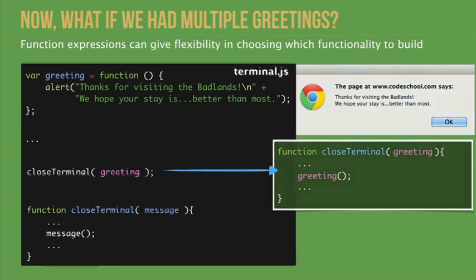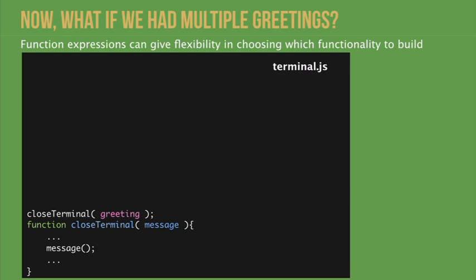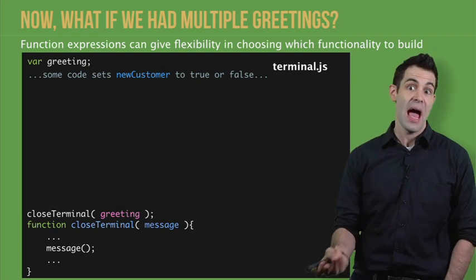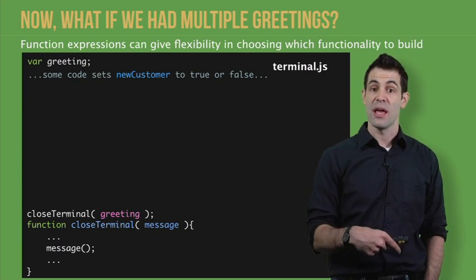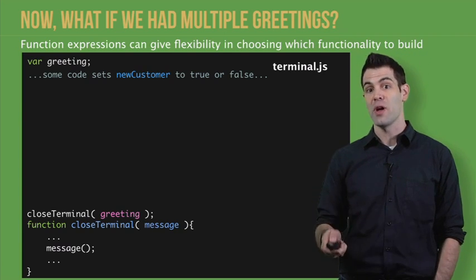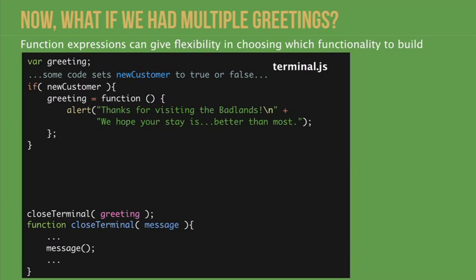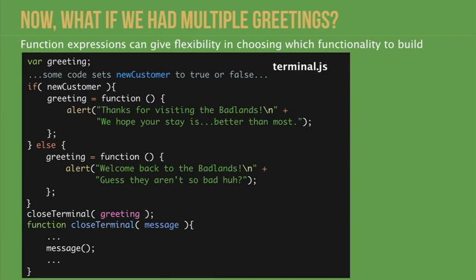So let's go ahead and scoot our stuff down, right? And now we are going to try to build multiple greetings. So we'll establish our greeting variable, but we're not going to assign a function expression to it quite yet because we need to decide whether we have a new customer or an old customer. So we've got some code that'll be there in our terminal.js file that will decide whether we have a new customer or an old customer, and therefore new customer will be true or false by the time we reach this conditional. If we have a new customer, then we'll go ahead and assign our previous message that we built to the greeting variable. But otherwise, meaning it's not a new customer, then we'll make a different function.